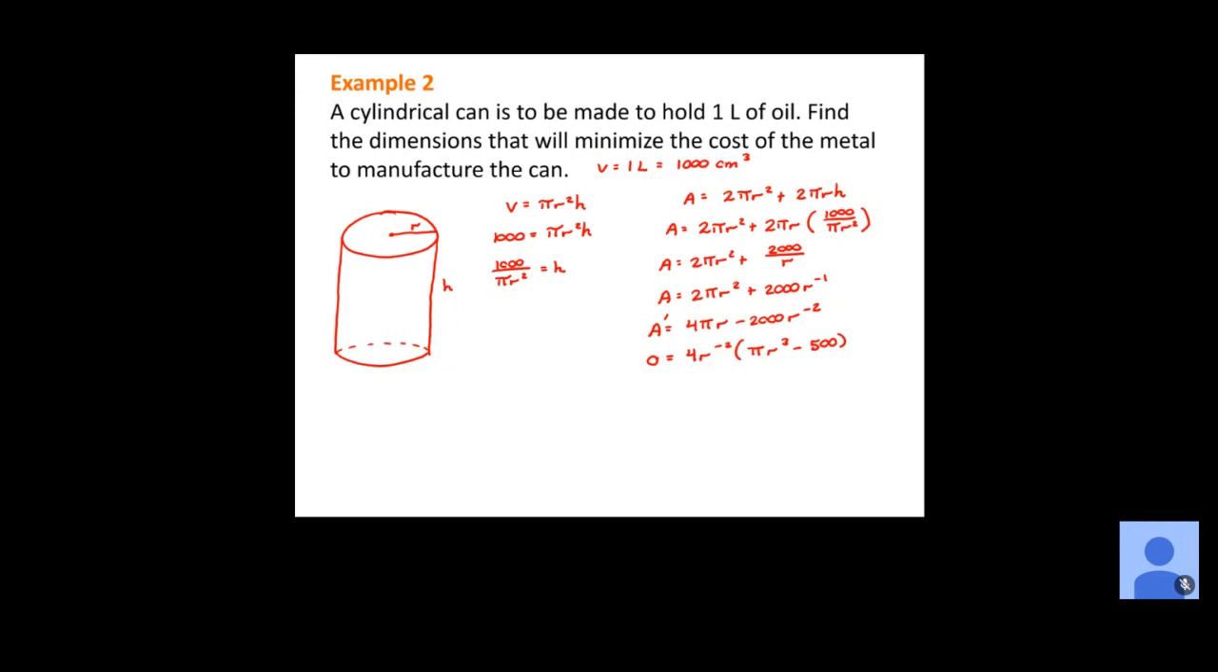All right. Now, once we have our factors, now we can do what? Set each factor equal to 0. I'm going to rewrite 4r to the negative 2 now as 4 over r squared. Set that equal to 0. And then we're going to do pi r cubed minus 500. Set that equal to 0. All right, so if we look at this first one here, 4 over r squared equals 0. How would you solve that?